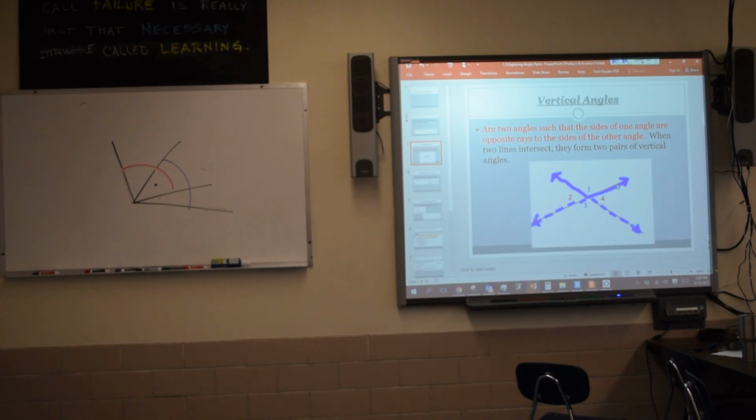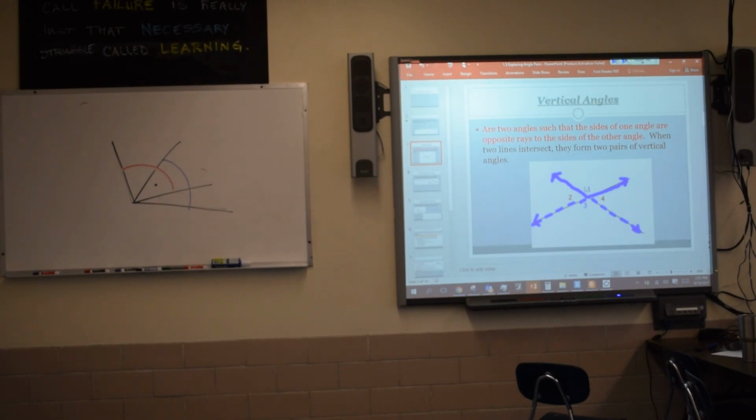Yeah. Alright, so what we have here is that the rays of angle 1 form angle 1 obviously, but their opposite rays form angle 3. So what we're saying here is angle 1 and angle 3 are vertical angles to one another. Does that make sense to everybody?